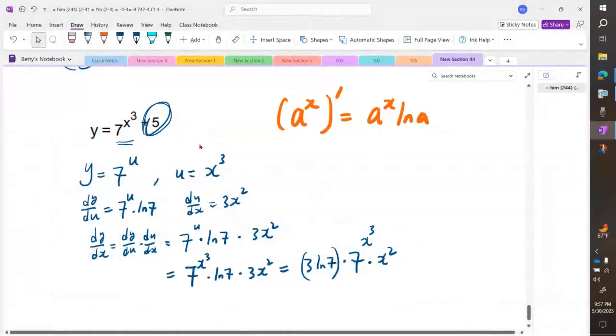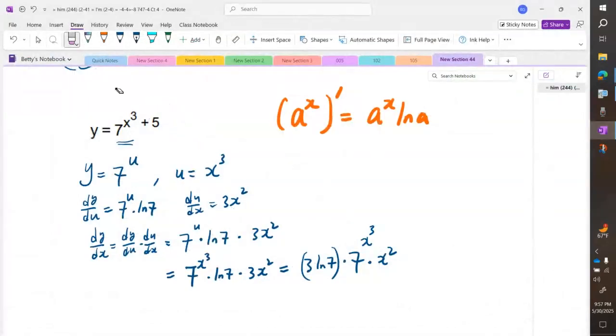Oh, hold on. I made a mistake here. I thought that the 5 is in the exponent. My bad. So that means the u is x cubed plus 5. So 7 to the power of u is 7 to the power of x cubed plus 5. It doesn't really change anything though. Change u here, plus 5. And the other things do not actually affect it. 3 ln 7.